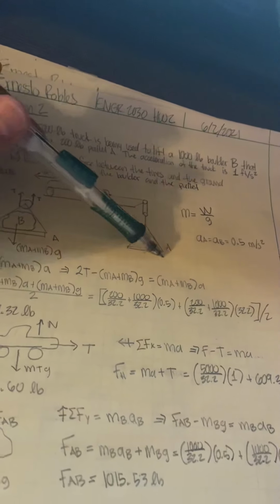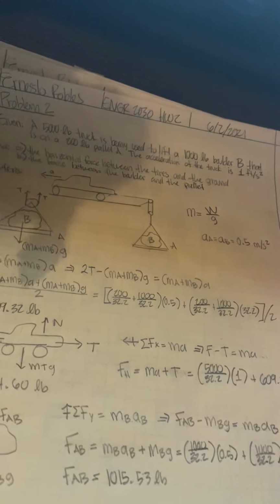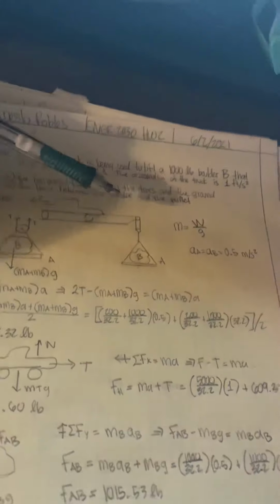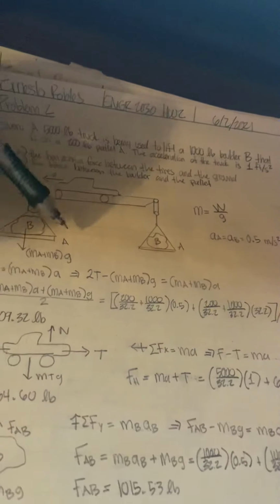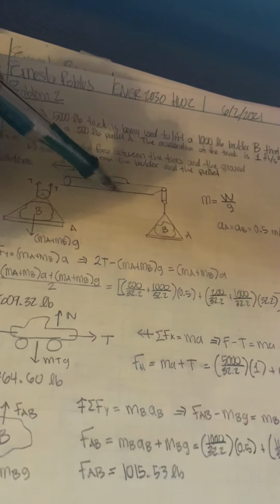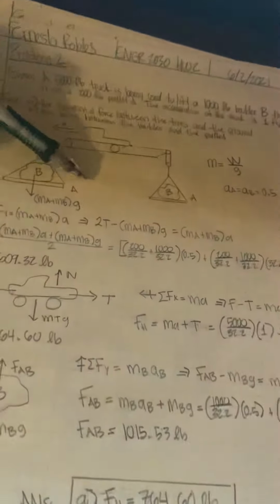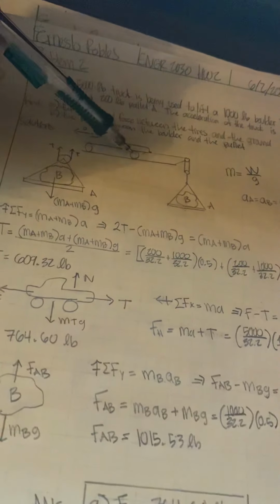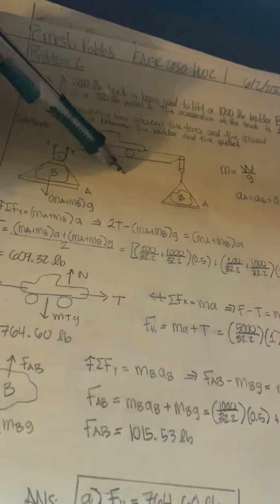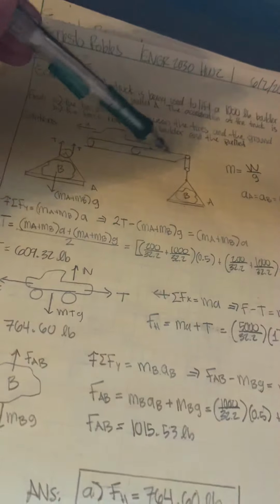All right, in problem 2 we have a truck that's pulling on, I think this is a rock, and it has a pallet underneath. Oh, sorry, it's a boulder, and it wants us to find the horizontal force between the tires and the ground, and the force between the boulder and the pallet. So first, before we figure out the tires and the ground, we need to figure out this tension right here.